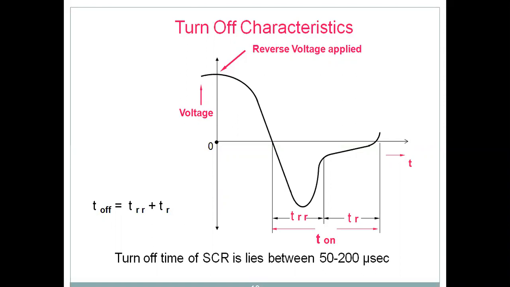Holding current of thyristor. This is the rating of current below which anode current must fall to turn off the device.